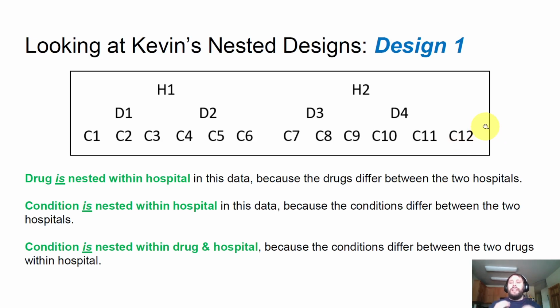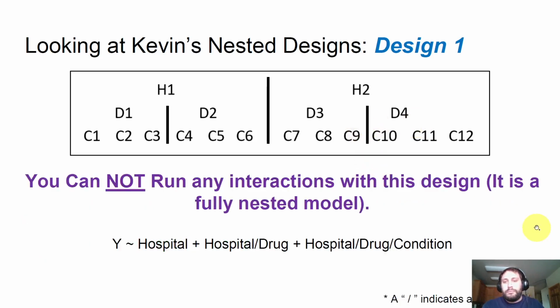And then lastly, we can say condition is nested within drug and hospital because the conditions differ between the two drugs within the hospital. As you can see, drug 1 only has C1 through 3, drug 2 has C4 through 6, drug 3 has C7 through C9, and drug 4 has C10 through C12, but they never actually cross. So, as you can see, we have what is called a fully nested design in this case. With that, we can't run any interactions within this design because nothing interacts with each other. None of the variables cross with each other in any way.